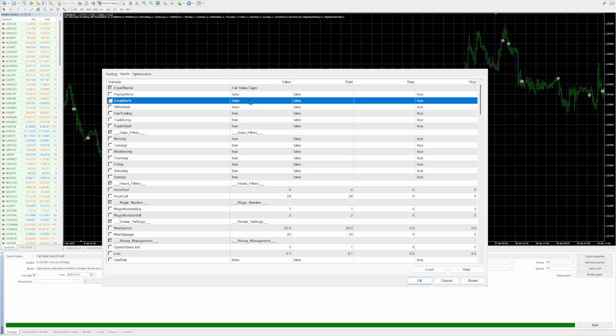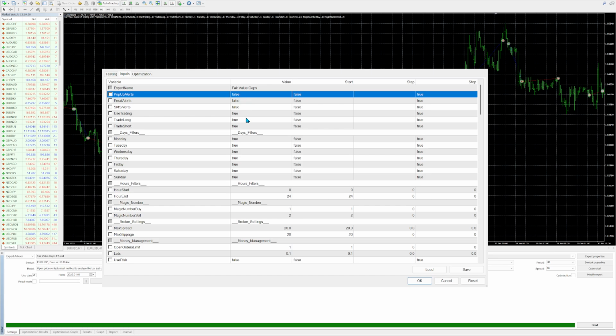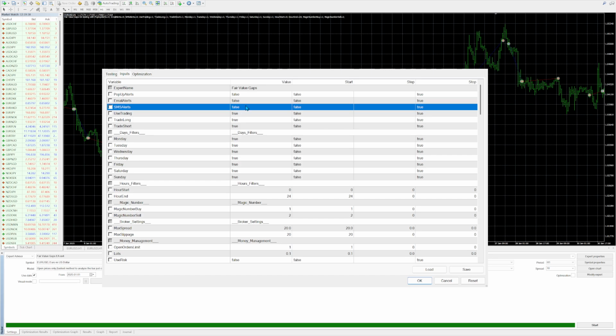Email alerts, basically the same as the pop-up alerts, however, it will send you an email. For example, email euro dollar 4 hour chart, sell signal, and then you can just load up your platform, whether that's on your phone or your computer or your laptop, tablet or whatever, and then act accordingly. SMS alerts is the same. Basically, it will just send you an SMS instead.